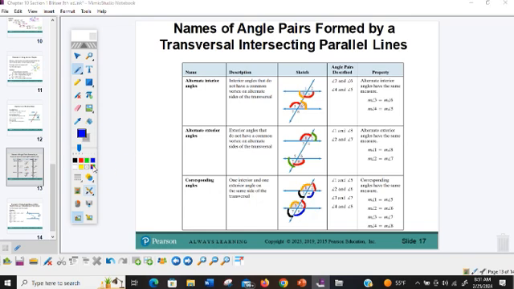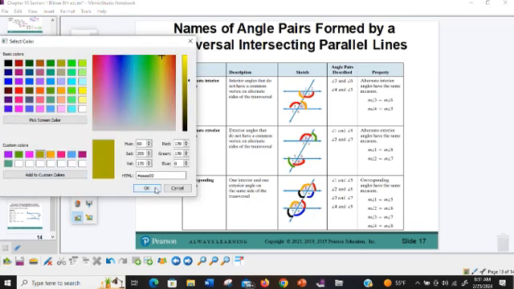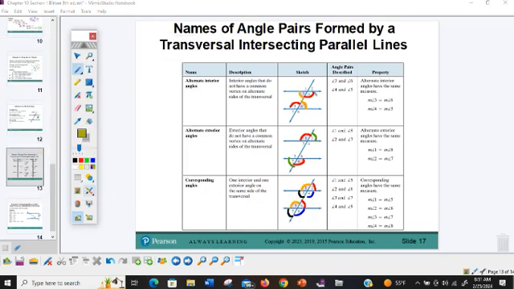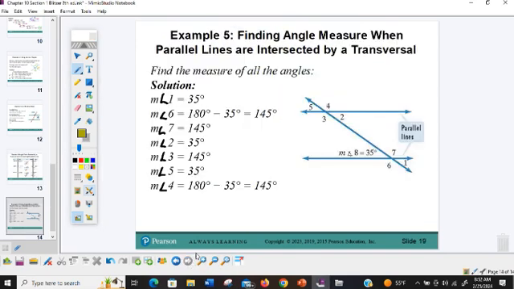Now, one trick when I taught high school years ago is to tell the students that the small angles are all going to have the same measure, 2, 3, 6, 7. And the large angles are going to have the same measure, 1, 4, 5, 8. Those are all going to be the same. So let's try a problem.